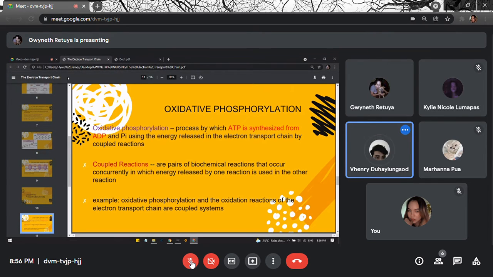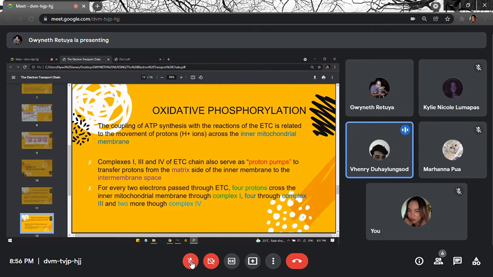So next, the coupling of ATP synthesis with the reactions of the electron transport chain, or ETC, is related to the movement of protons, or H plus ions, across the inner mitochondrial membrane. The movement of the protons typically starts from the matrix, across the inner mitochondrial membrane, and outside towards the intermembrane space.